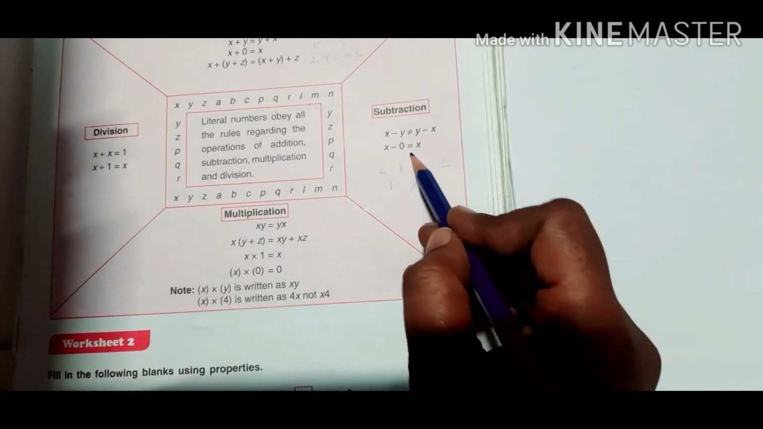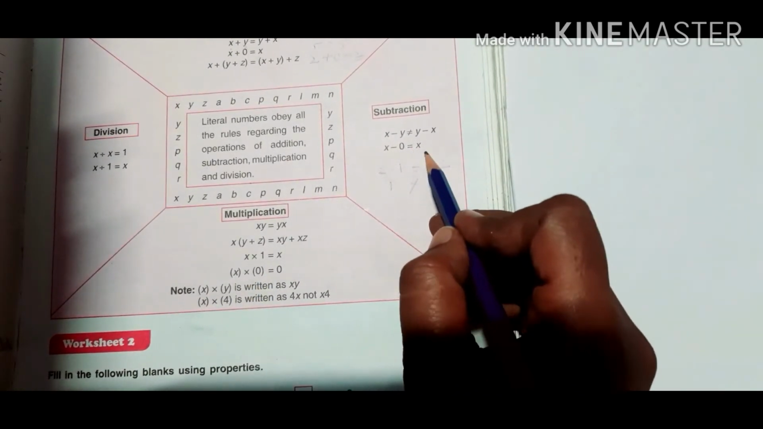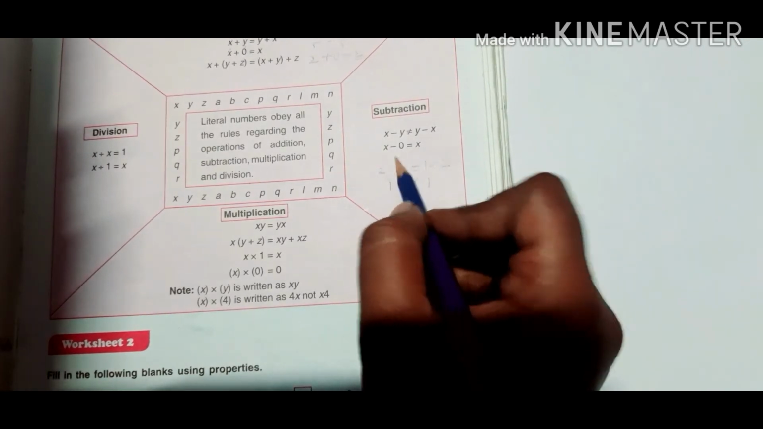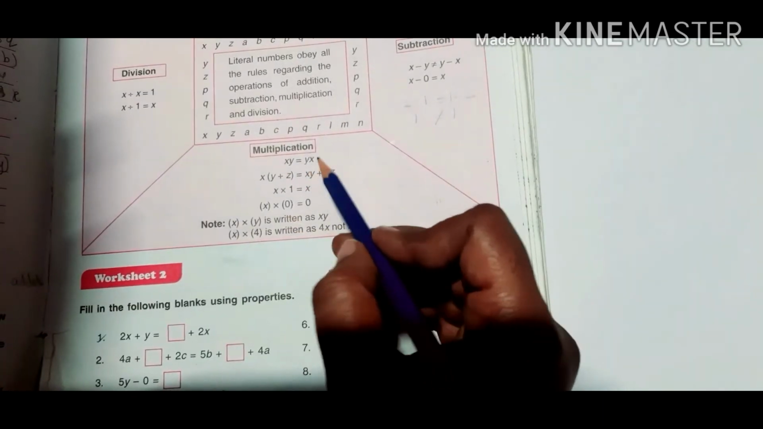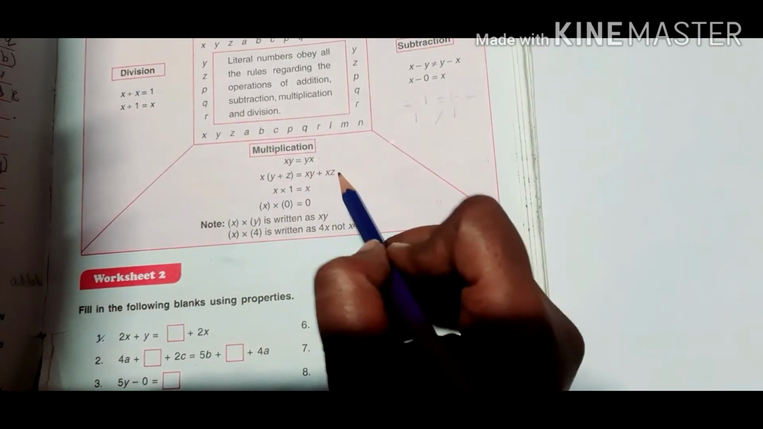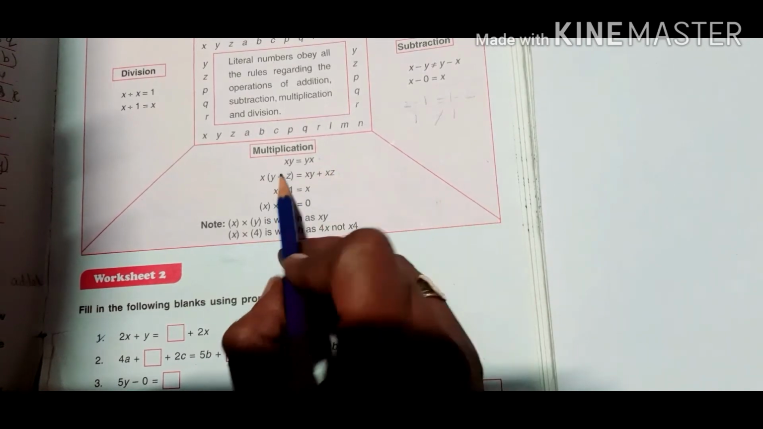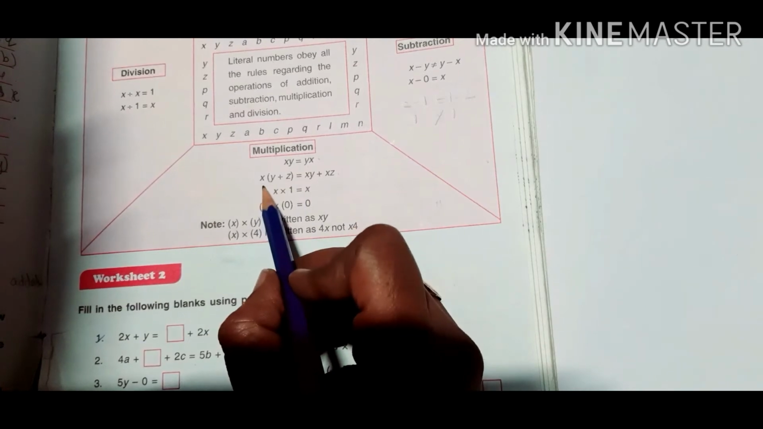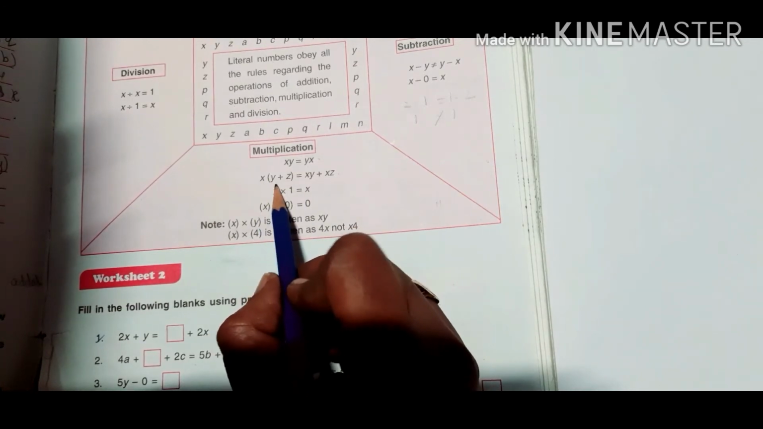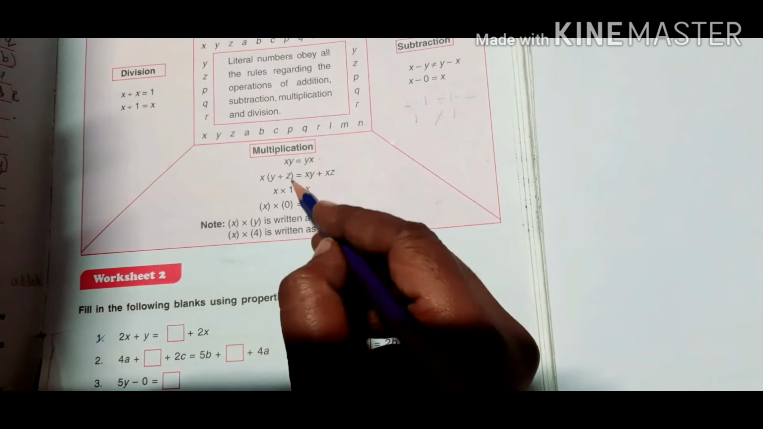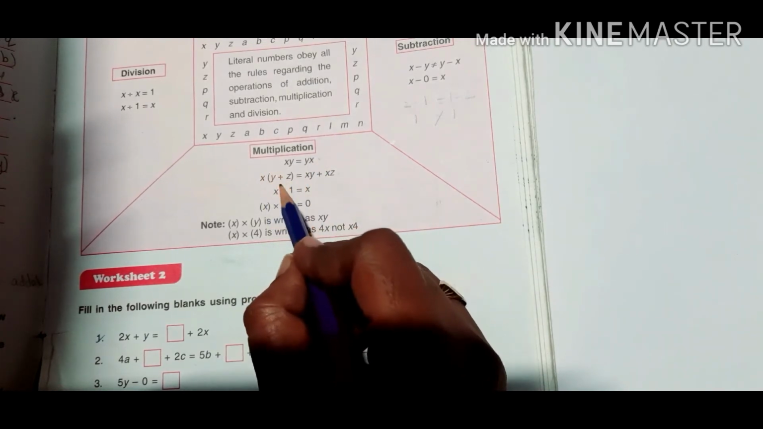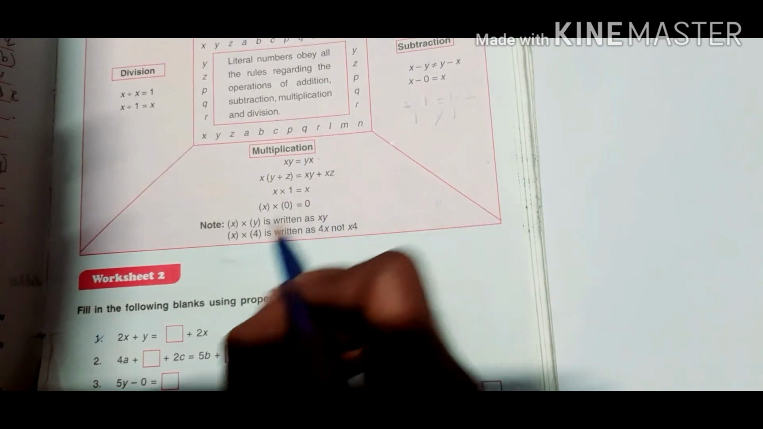Whereas x minus 0 is always x. So if you take any integer and subtract 0, the answer remains the same. Under multiplication, again the commutative law and associative law hold good. That is x into y is equal to y into x. And this law is called the distributive law, which we have learnt earlier: x into y plus z is equal to x into y plus x into z.